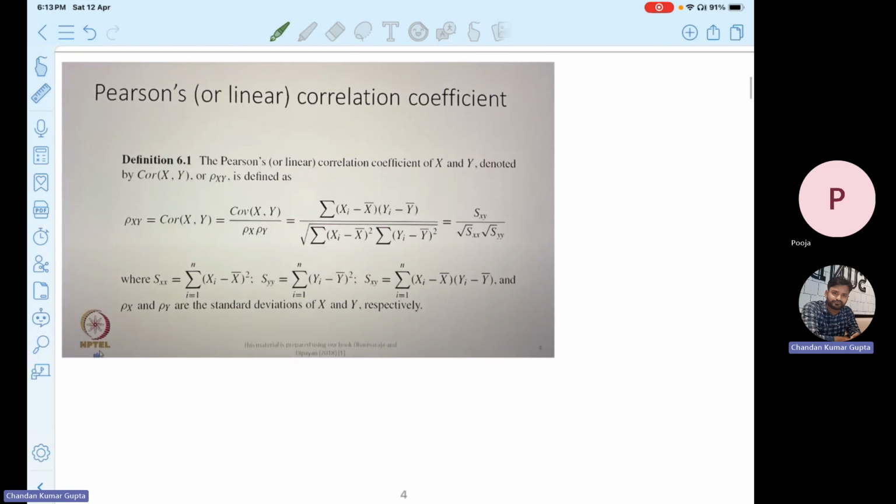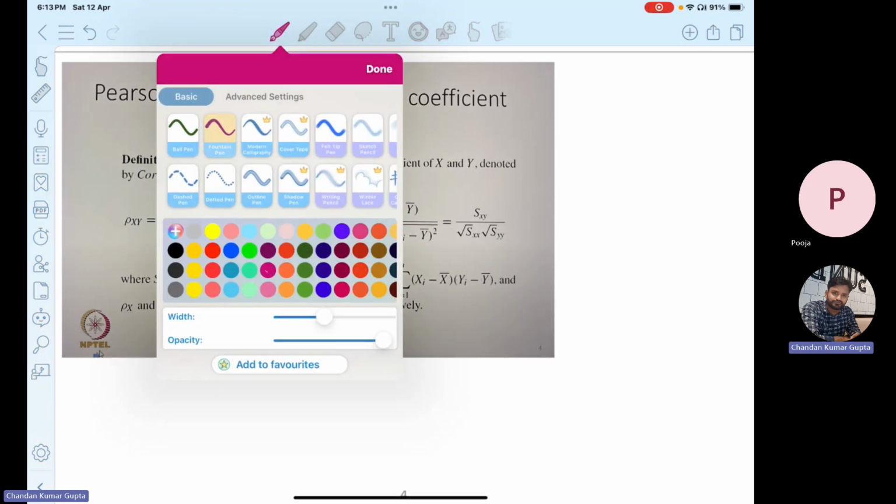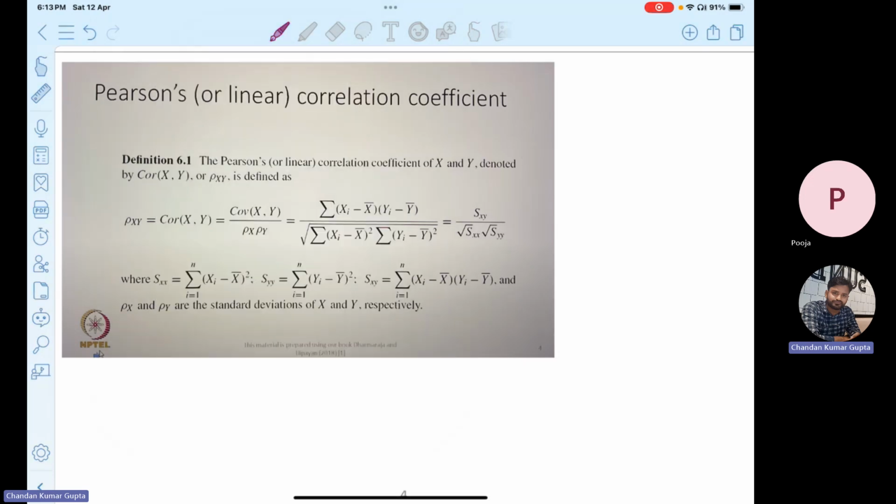There are mainly two types of correlation coefficient we will discuss. The first one is Karl Pearson's correlation coefficient, also known as the linear correlation coefficient. It is given by rho xy, where rho is the symbol for the correlation coefficient, defined as the covariance of x and y divided by sigma x times sigma y, where sigma x and sigma y are the standard deviations of the random variables x and y.